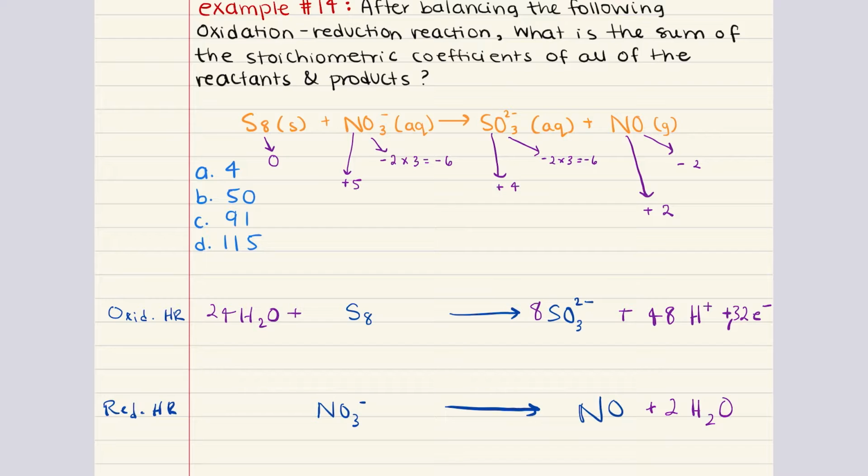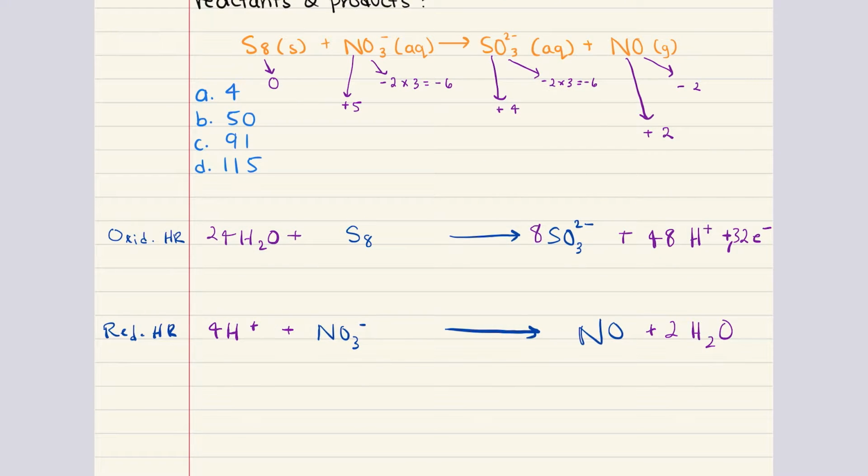The next thing to balance is the hydrogen atoms. We have 4 on the product side, so we're going to go ahead and add 4 hydrogen ions to the reactant side to balance that. Now all of the atoms are balanced. We need to make sure that the charge is balanced. On the reactant side, we have minus 1 plus 4.